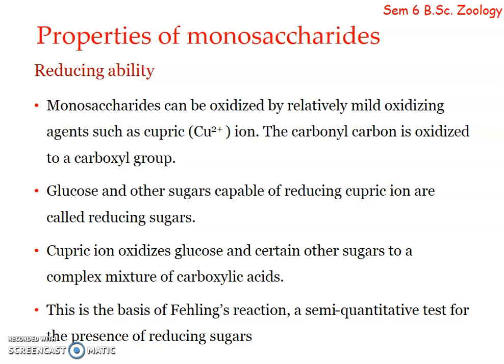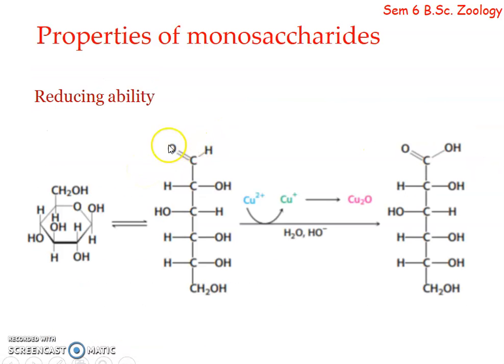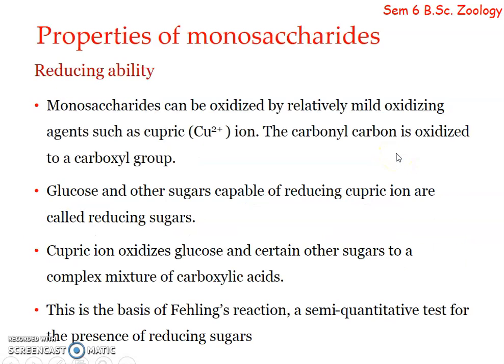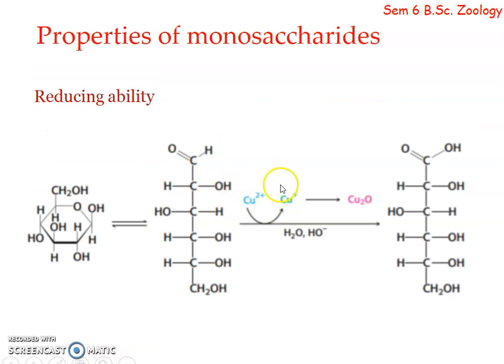Usually they are oxidized by mild oxidizing agents like cupric ion or cupric-ion-containing compounds. The carbonyl carbon is the one which gets oxidized to the carboxyl group; that is what happens during this redox reaction. Glucose and other sugars capable of reducing cupric ion are called reducing sugars, which can reduce cupric ion to cuprous. This is cuprous.